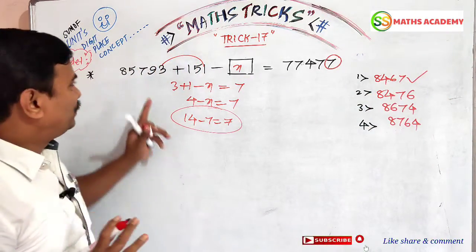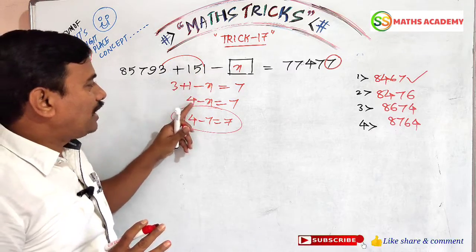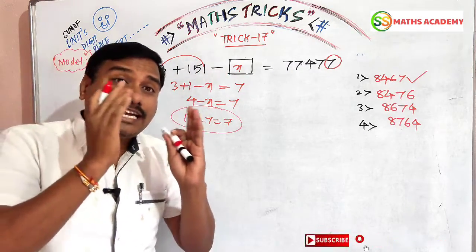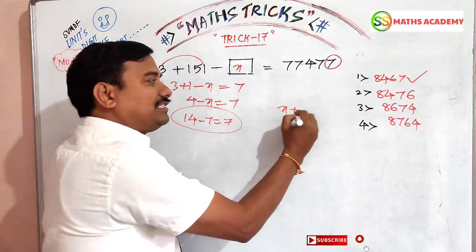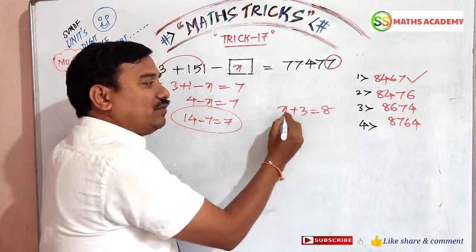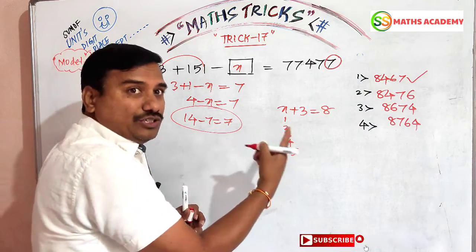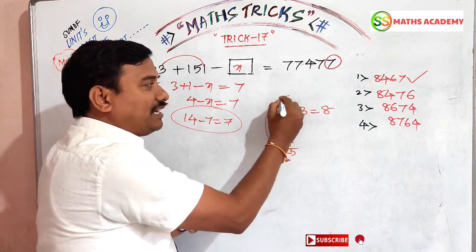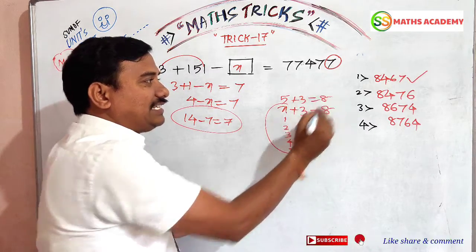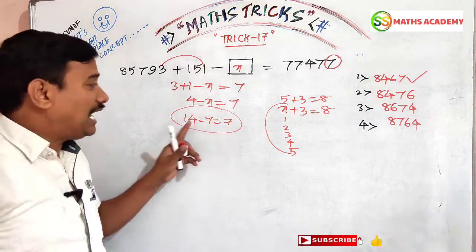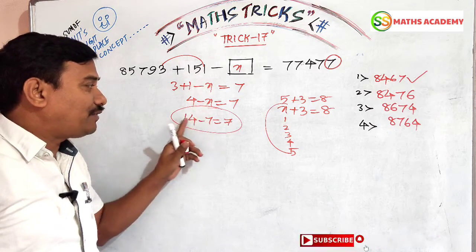Simple. Once again I will tell you. Sum of these two, 4 minus x equals 7. If you go by using the trial and error method, for example, x plus 3 equals 8. What is the x value? 1, 2, 3, 4, 5. You have to substitute. Then 5 fits. 5 plus 3 equals 8. Like that, if I want to get the right side value 7, I have to subtract the x value 7 from 14.